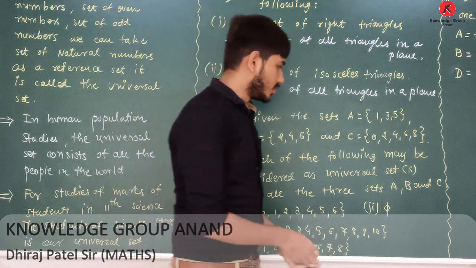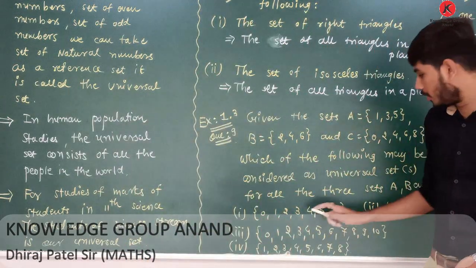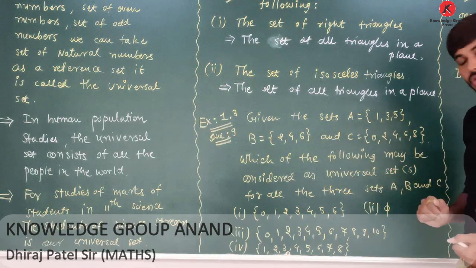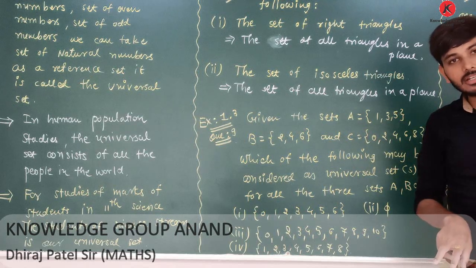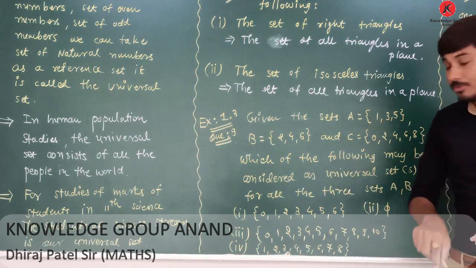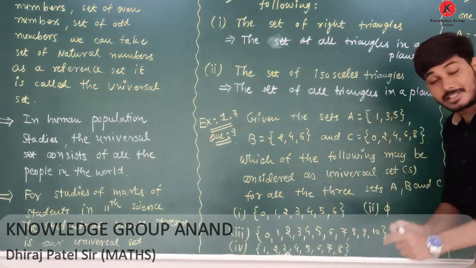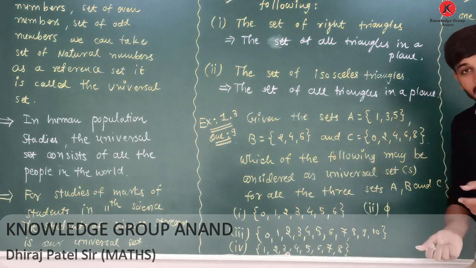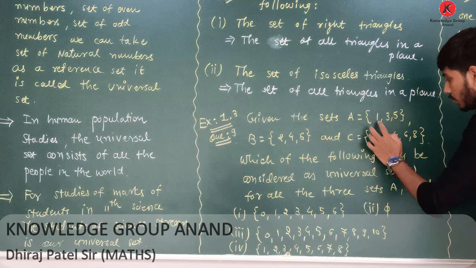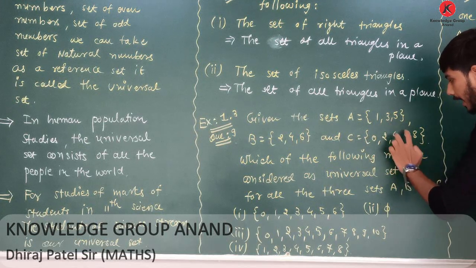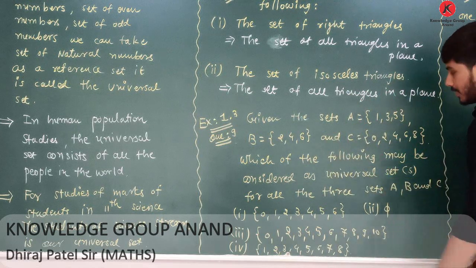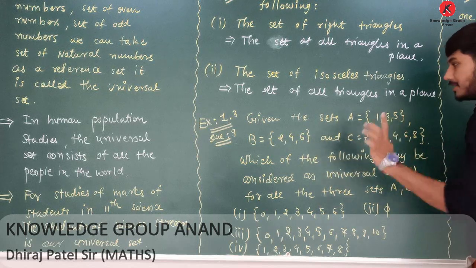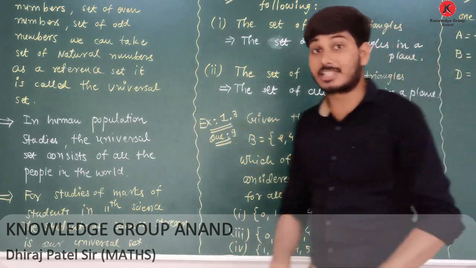Okay. Therefore, you have to select all the possible answers among the given options. The first one: set A is 1, 3, 5, set B is 2, 4, 6, and set C is 0, 2, 4, 6, and 8. So we have to consider a reference set or universal set having all the elements of sets A, B, and C. Therefore, we can take the set as 0, 1, 2, 3, 4, 5, 6, and 8. We have to take that set only.